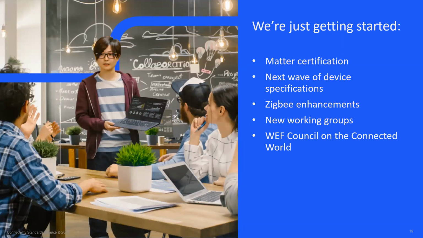I mentioned next wave of device specifications, which many of our members are already working on. I've already mentioned Zigbee enhancements. There are even more things afoot at the Alliance in terms of new working groups that will be coming up soon. And we continue to work to evolve our presence on the global stage and have become more involved with the World Economic Forum and their Council on the Connected World, again, to forward our mission. And we hope all of our mission of connecting more people and more devices and more places.